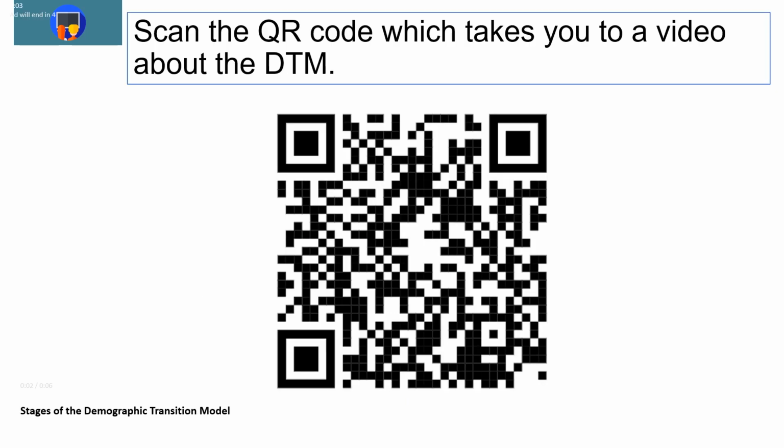So on the previous slide, I explained the demographic transition model. This video does the same. If you scan the QR code, it'll take you to a YouTube clip, Stages of the Demographic Transition Model. If you can't scan the QR code or you can't use the link, then just type in Stages of the Demographic Transition Model onto YouTube and it'll take you to the video.